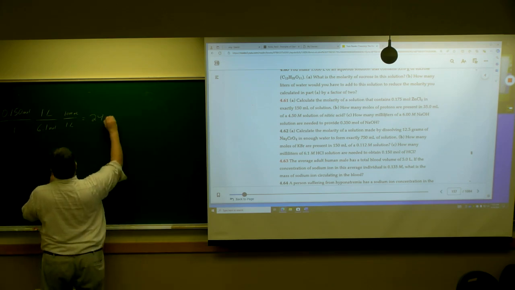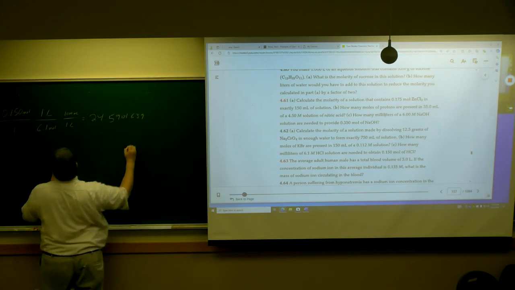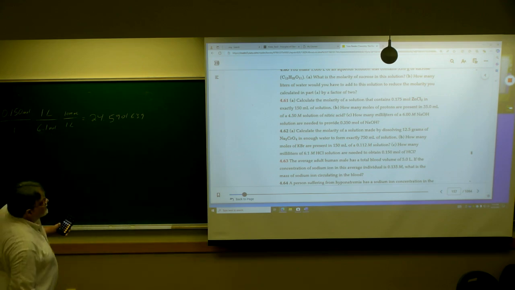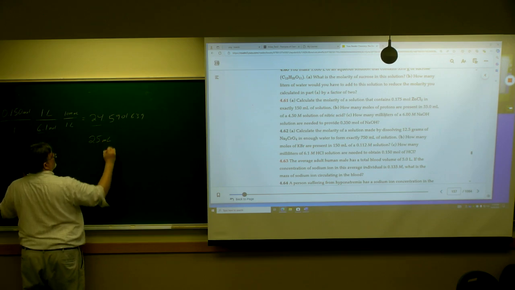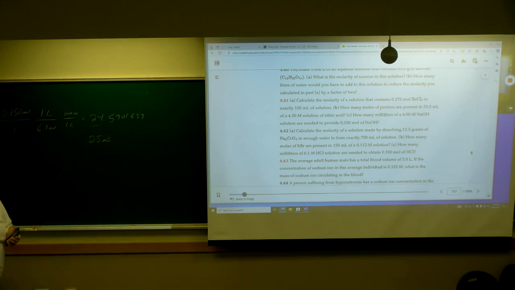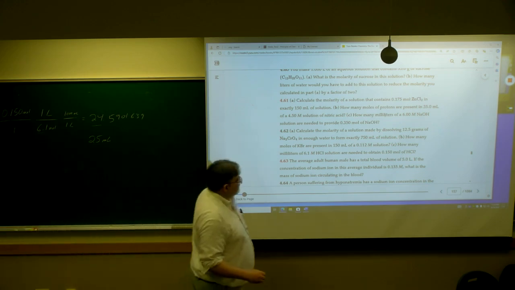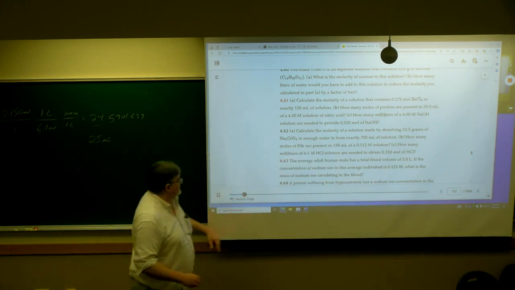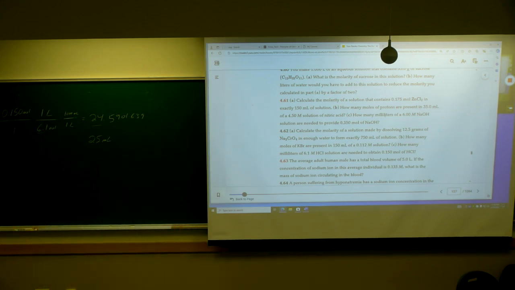Calculator says, but we've got 2 significant figures, right? 6.1. So we're just keeping that, so you would say 25 milliliters. So if you needed 0.150 moles of HCl, and you had this solution, you deliver 25 milliliters of that solution, you would deliver that many moles.